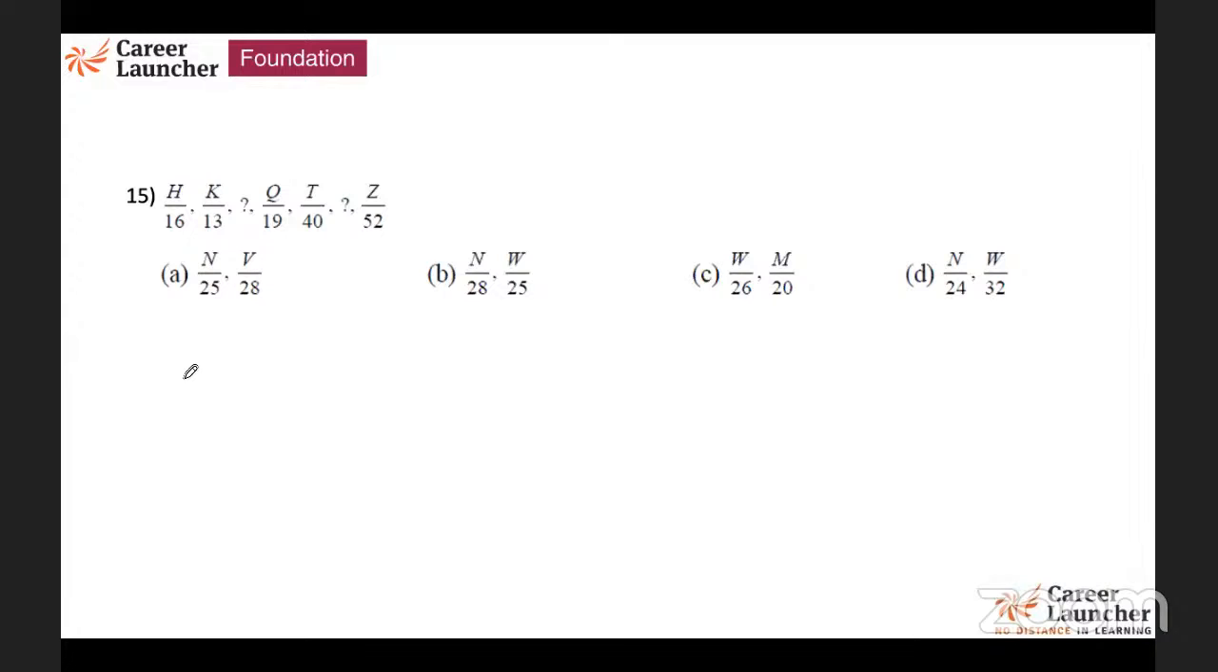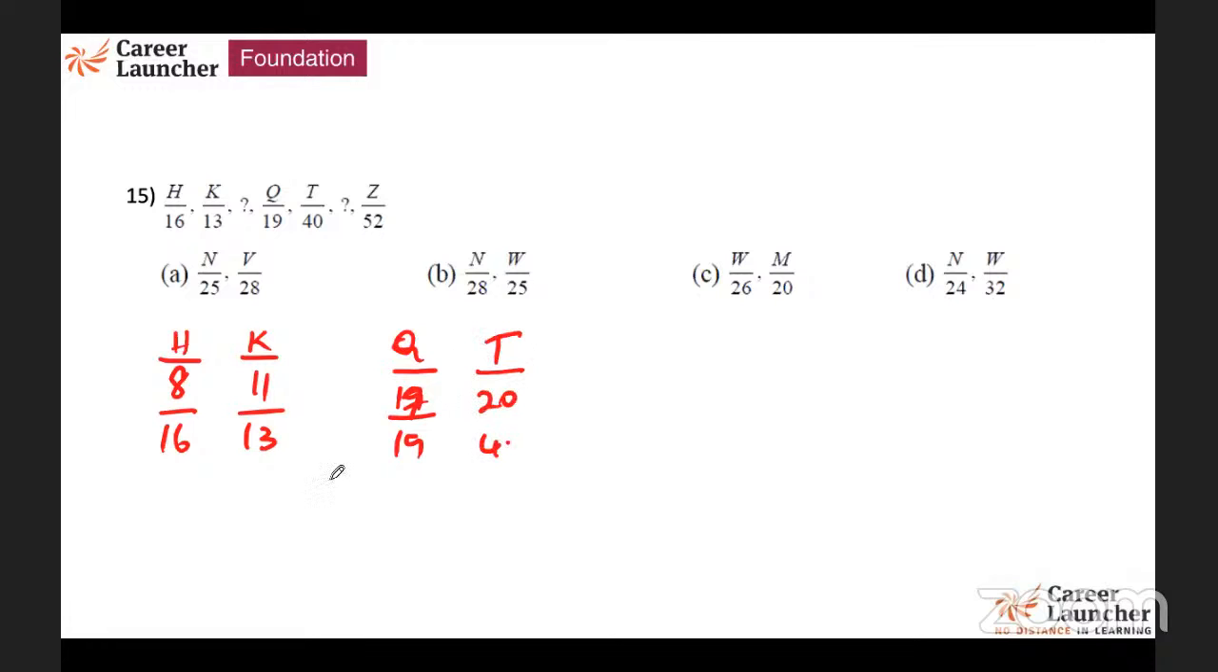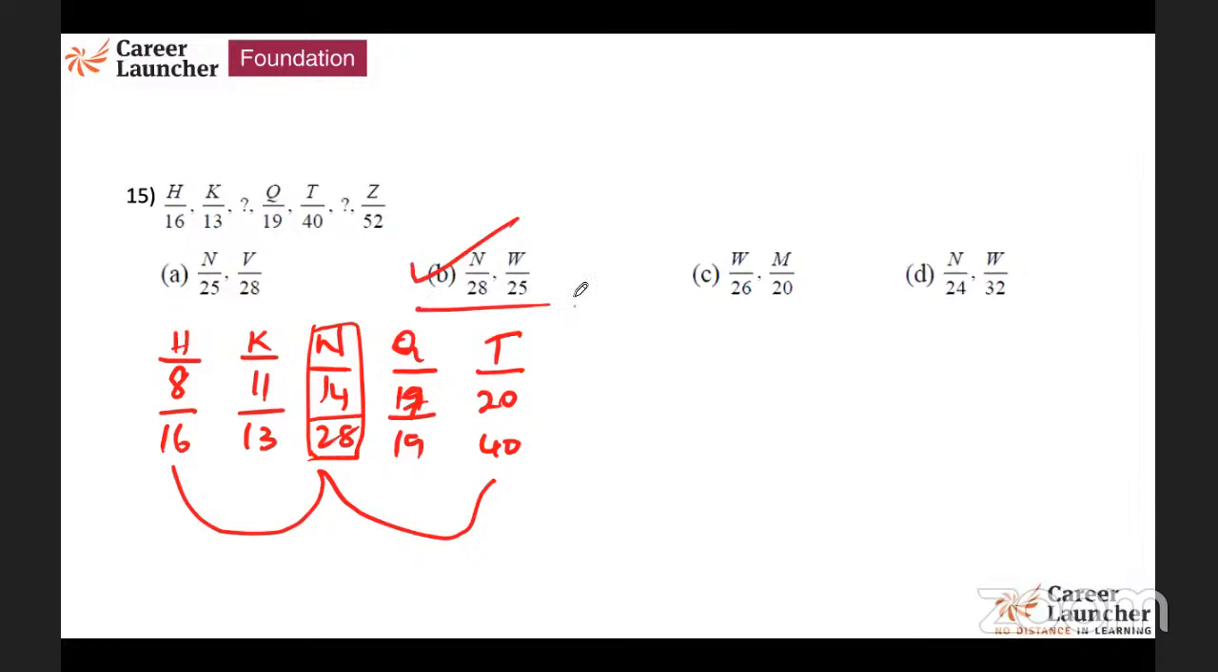What is H? 8. Then K. This is H 8, and we are getting 16 here. Then K was 11, and I'm getting 13. I don't know what it is. Then the Q is there, 19. And Q is 17, so I'm getting it as 19. Then T is 20. This is 40. So clearly, this is doubling here. So therefore, I know N has to be 14. This has to be 28. You will get this. Similarly, the moment you get this, you don't have to look at it.